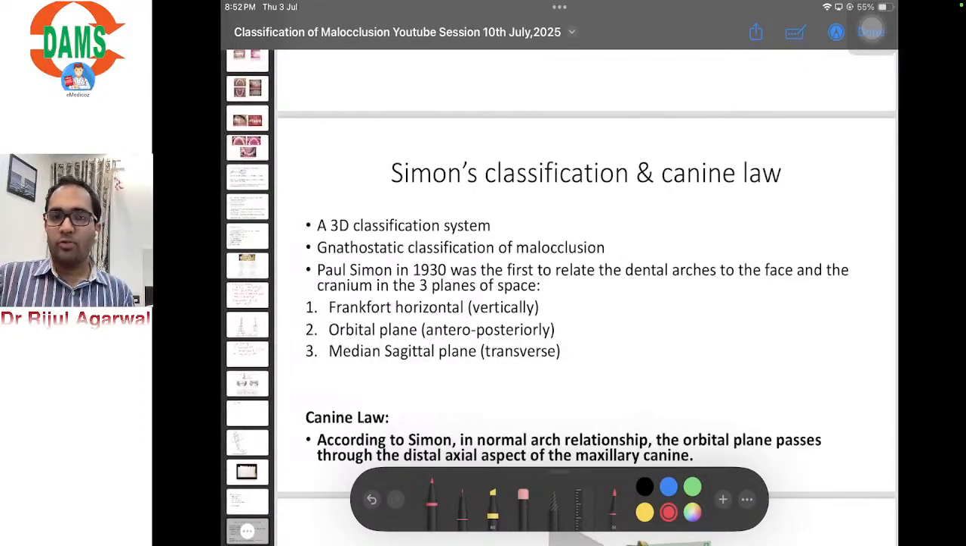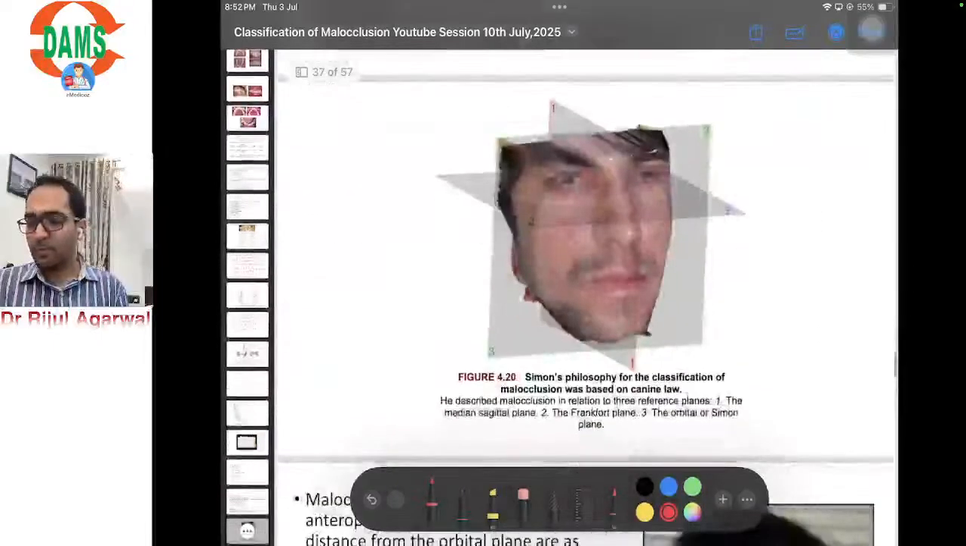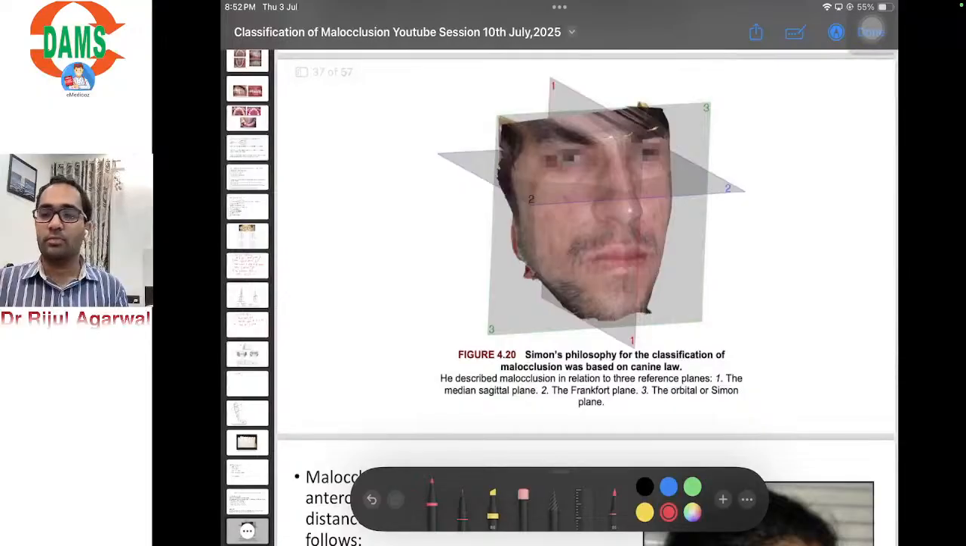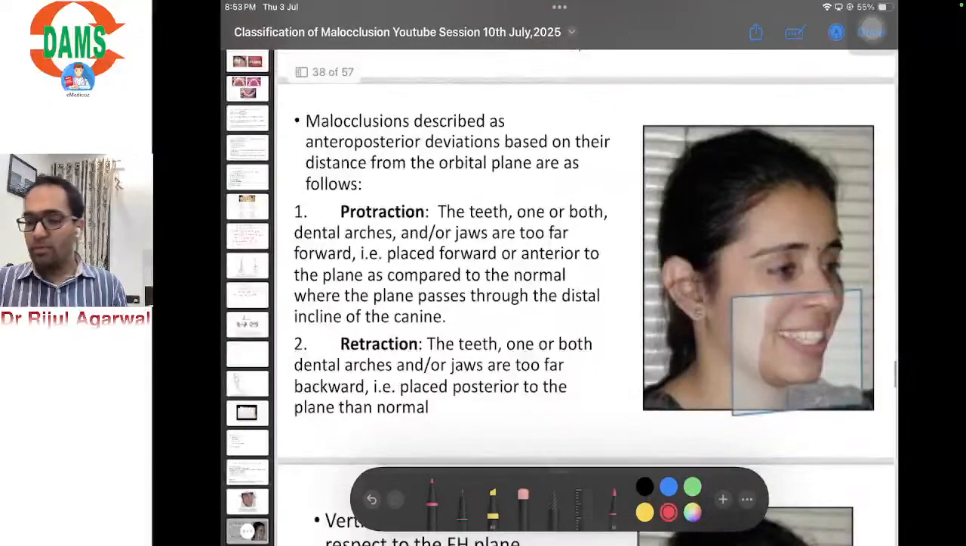Okay, so coming back to the Simon's classification in canine law, it is a 3D classification system or a gnathostatic classification of malocclusion. It was given by Paul Simon. He related the dental arches to the face in the 3 planes of space. The 3 planes he used were the Frankfurt plane in the vertical section, the orbital plane in the anteroposterior, and the mid-sagittal plane in the transverse section. So these are the 3 planes.